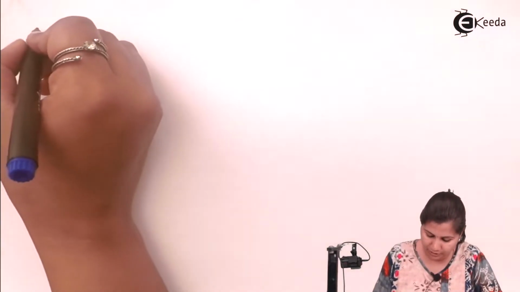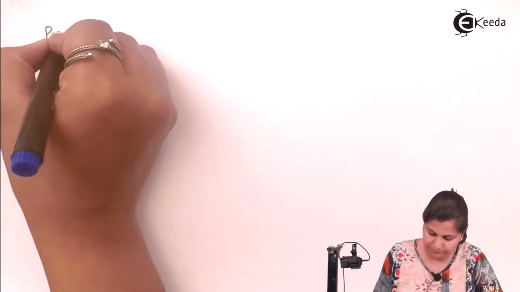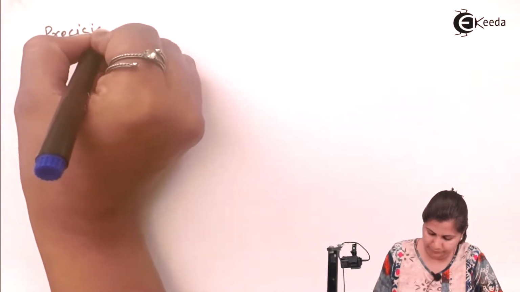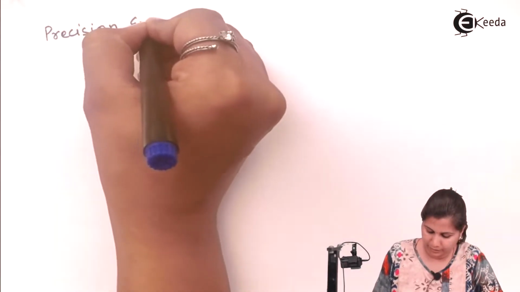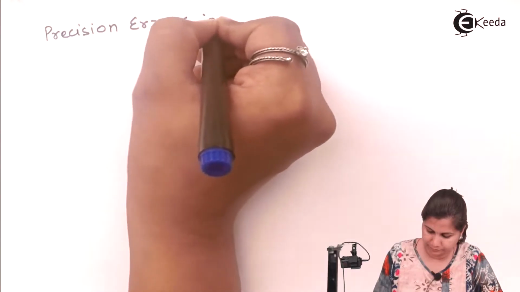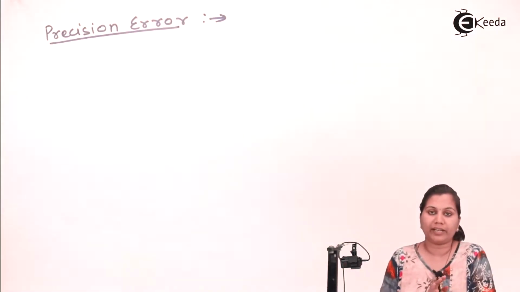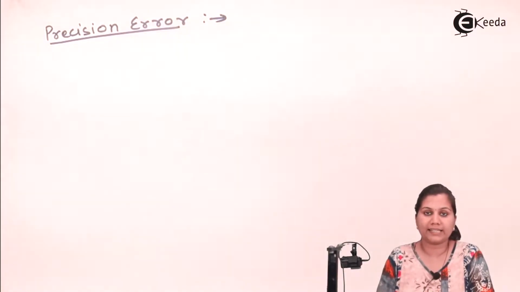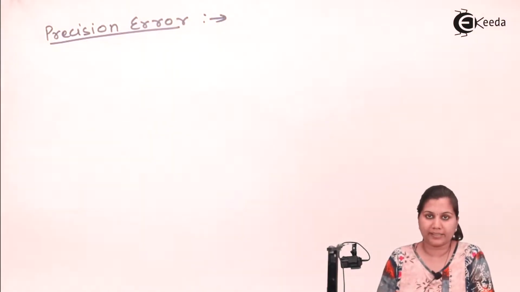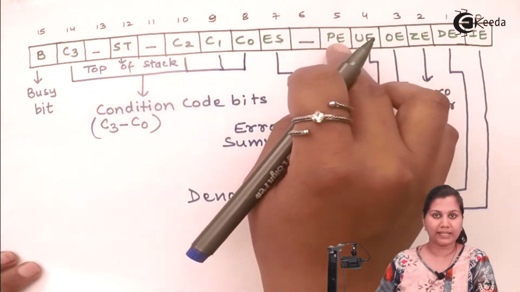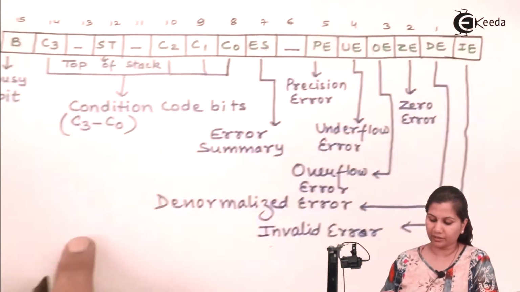Now in the exception flags, the first flag is the precision error. This error is generated whenever the result exceeds the selected precision. So this bit will be set to 1 whenever this error occurs.